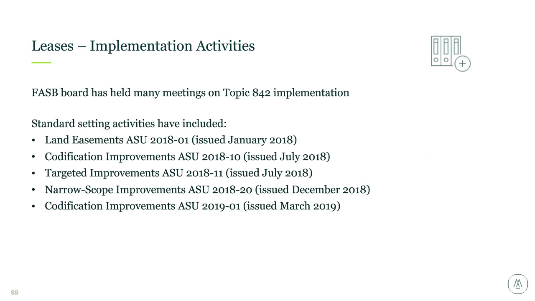So just briefly, since this new standard came out in 2016, the FASB board has held many meetings regarding the implementation of the new lease standard that you need to be aware of. So the following newly issued standards have come out to assist organizations in their transition efforts to the new lease standard. So if any of these items apply to your organization, I would encourage you to take a look at these standards, which will hopefully clarify some implementation questions as you prepare to adopt Topic 842.